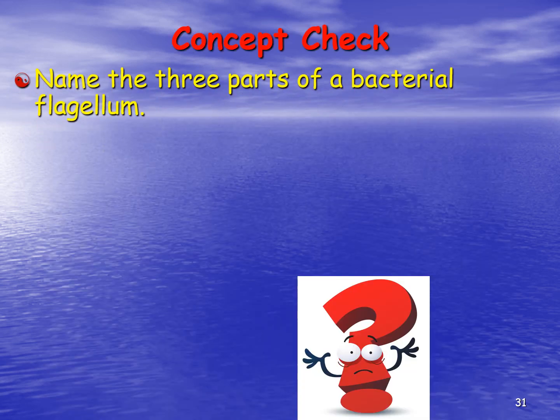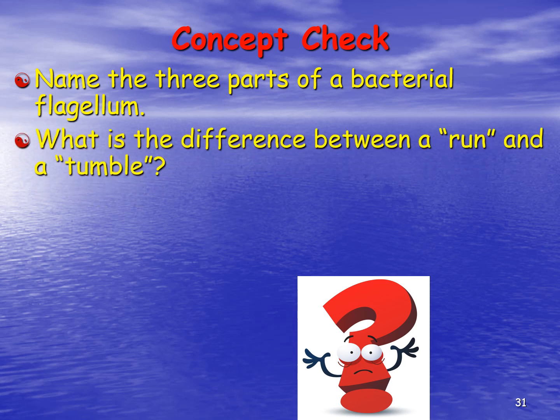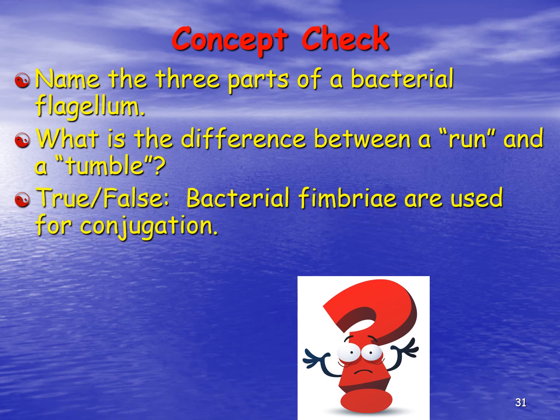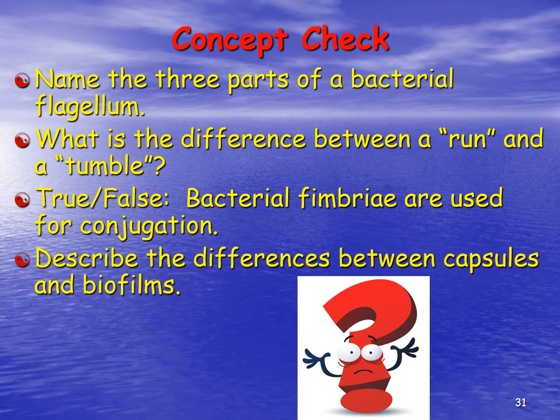Okay, so can you name the three parts of the bacterial flagellum, and can you tell me how it actually moves? What is the difference between a run and a tumble in those peritrichous bacteria? And true or false, bacterial fimbriae are used in conjugation. And can you describe the differences between the slime layer, the capsule, and biofilms?